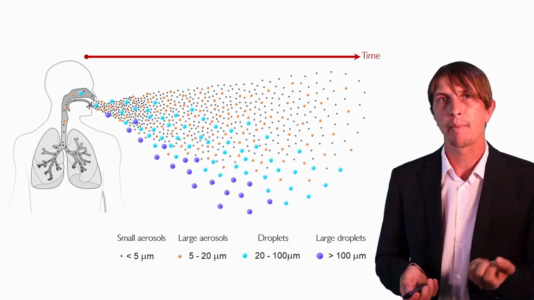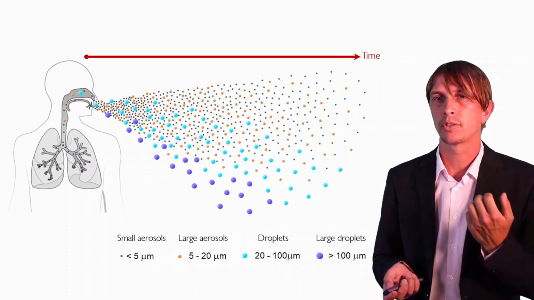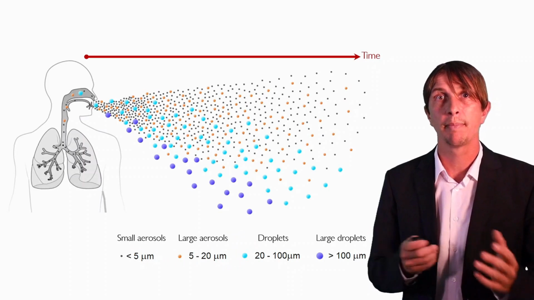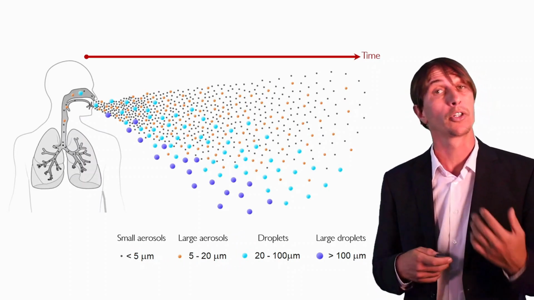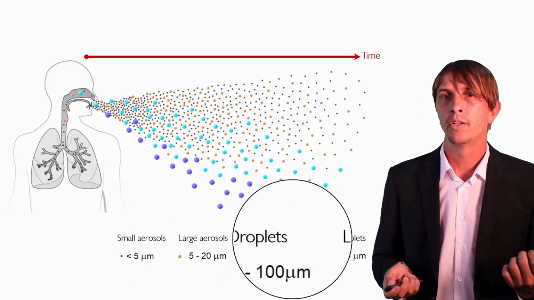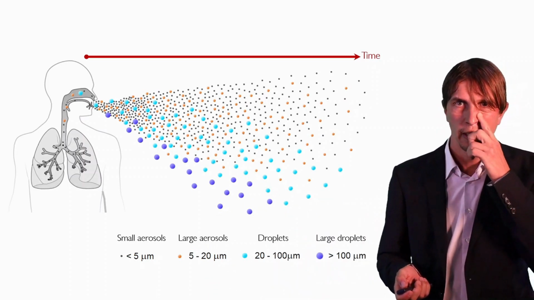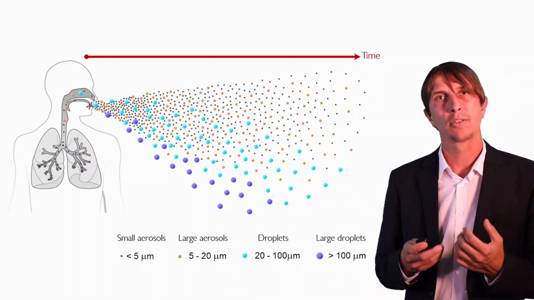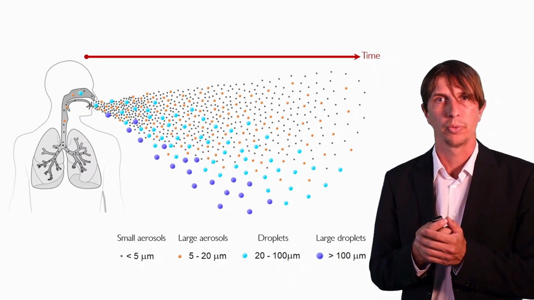The second type of particles we have defined are the large aerosols, ranging between 5 and 20 microns. Then we talk about the droplets between 20 and 100 microns. And finally, we define the large droplets that are above 100 microns. This categorization is what we have been using over the past 2 years.